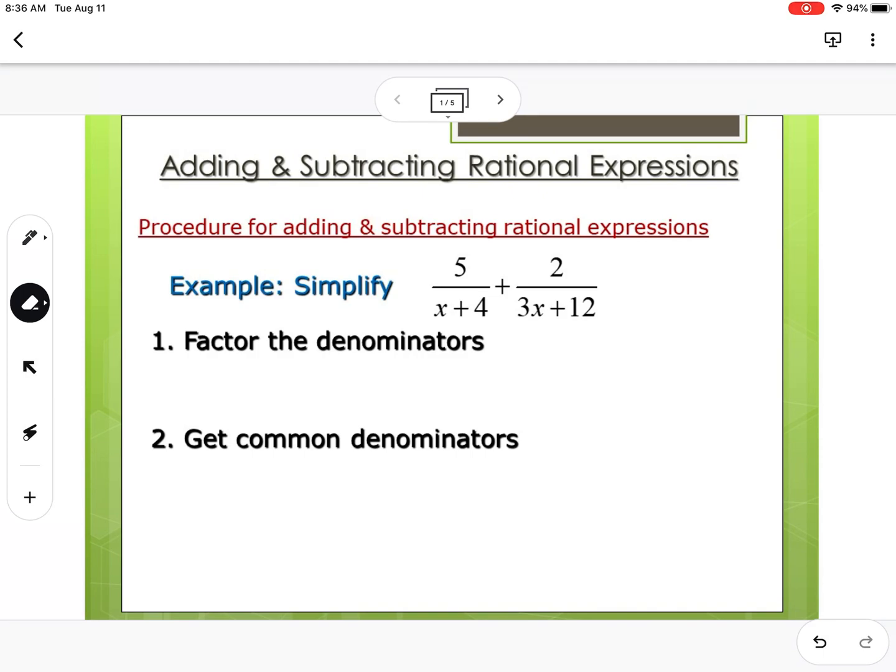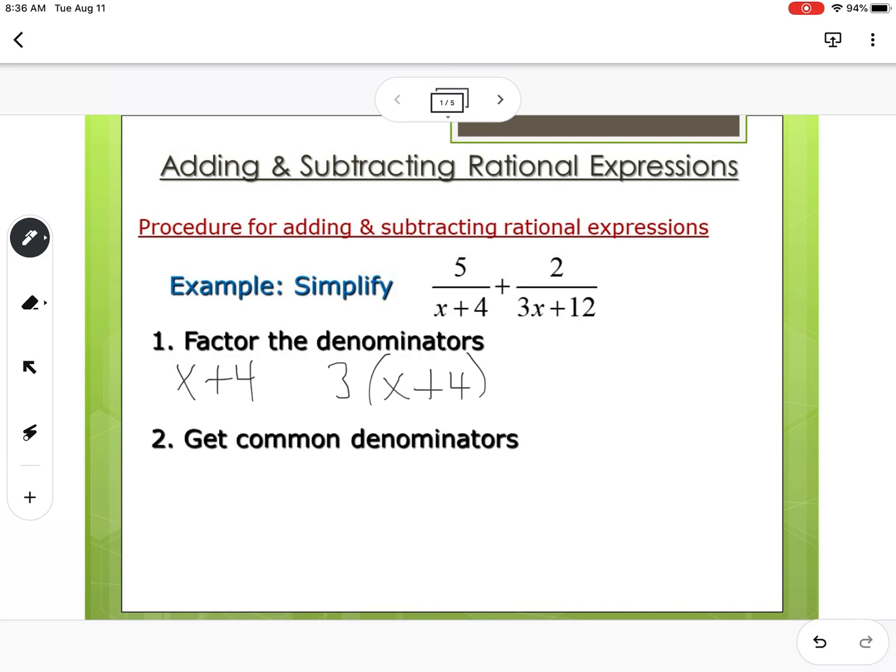All right, so x plus 4, can't factor that. 3x plus 12, I can factor that. So I want to take out the 3 as a GCF. So I'm going to bring out the 3, and then I have x plus 4 left over. So that's the second denominator factored. The first one I'm just going to leave as x plus 4.